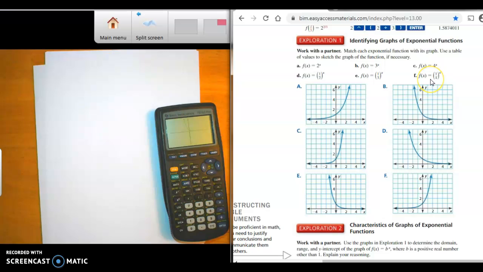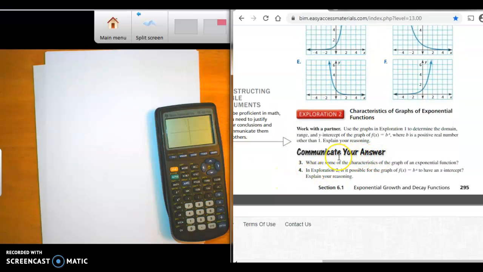Now the last one is 1/4 to the x power. So there it is. Open parenthesis 1 divided by 4, close parenthesis, arrow, power to the x. Enter and graph. And of course, the last one is letter E. Where's letter E? Okay.